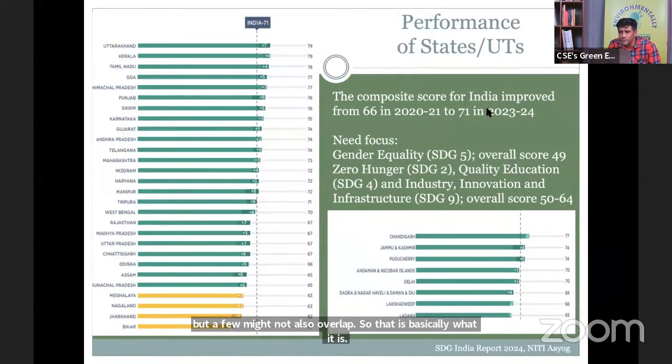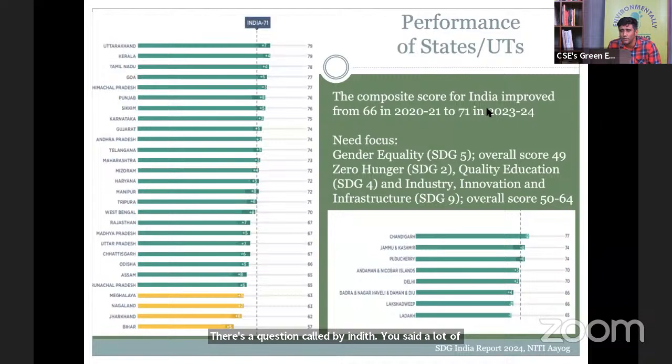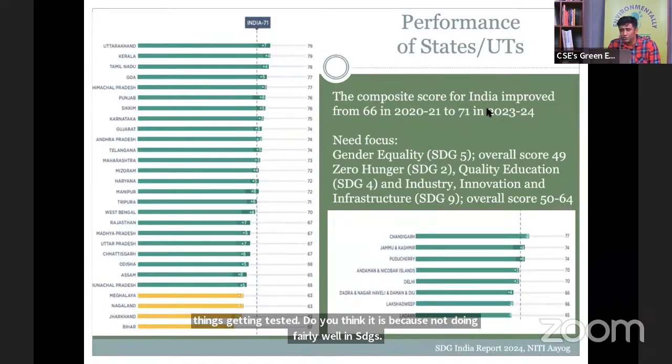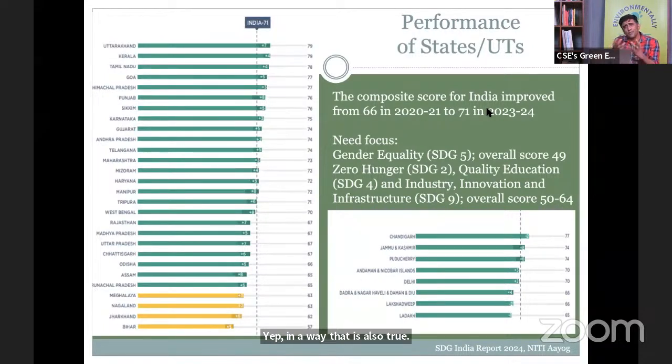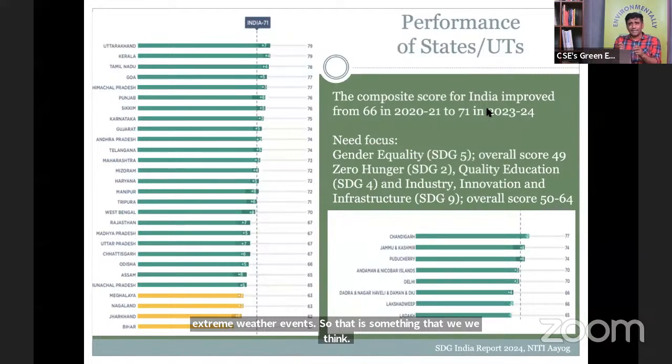There's a question from Indrajit. You said a lot of things are getting destroyed. Do you think it is because we are not doing fairly well in SDGs? Yep, in a way, yeah, that is also true. And that is at the heart of the problem. We are taking too much from nature, and nature in a way is fighting back through extreme weather events. So that is something that we think. Along with that, the beauty of SDGs, and that is, I think, the dichotomy of our life as well.